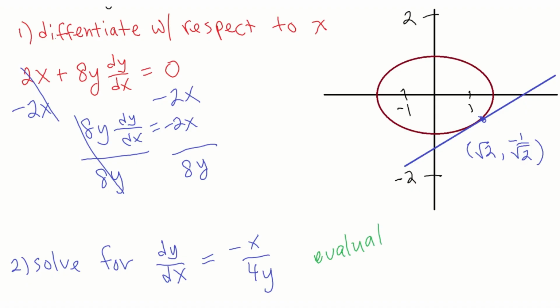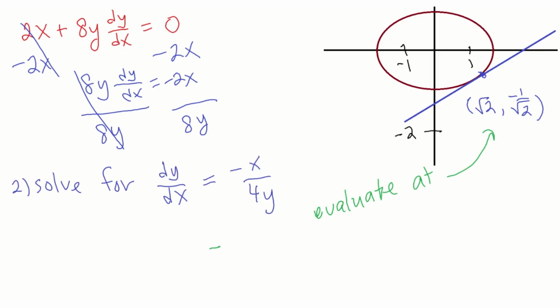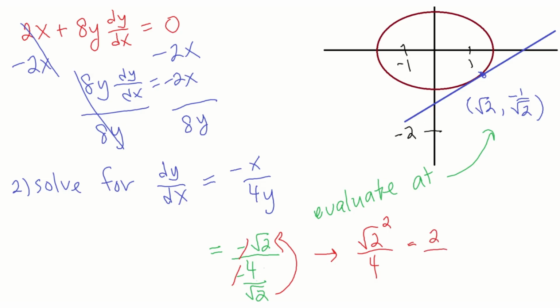Now let's evaluate the slope at the given point. Plug in the given xy pair. On the top, we have negative square root 2. And on the bottom, we have negative 4 over the square root of 2. The negatives cancel out. We can reciprocate this guy to the top. And the square root of 2 squared is 2. And 2 over 4 reduces to 1/2.